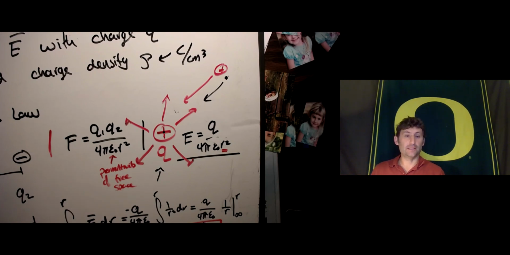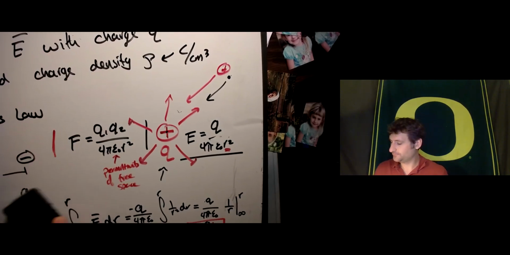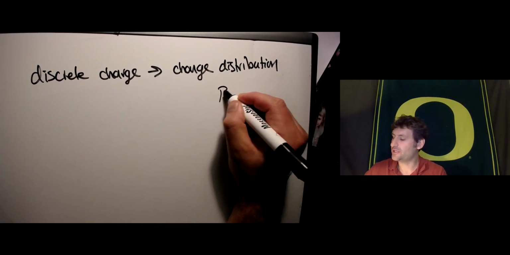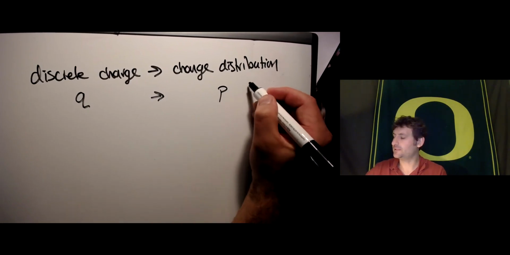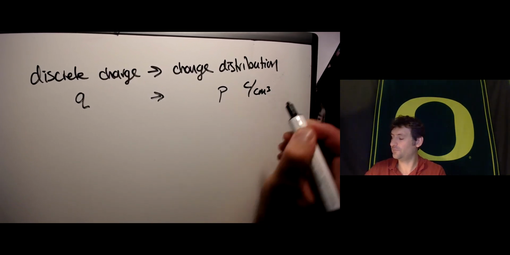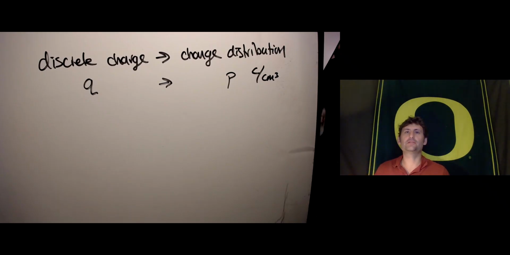Now let's get a little bit more sophisticated and think about not discrete charges, but charge distributions. For example, a charge density rho instead of a discrete charge Q. Right? Rho is in coulombs per centimeter cubed, for example. So one of the things we need to think about is the concept of flux, okay, a flux of an electric field. So we talked about mass flux, or electron flux, which is species per centimeter squared per area. Well, I can also define a flux of an electric field.